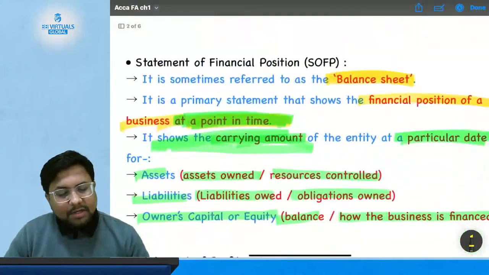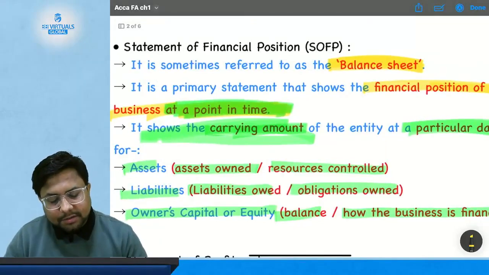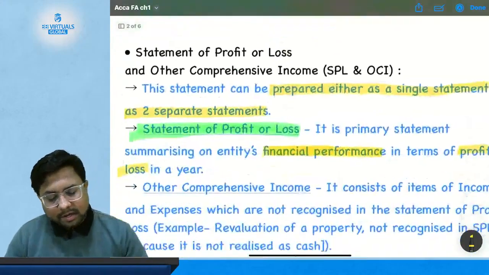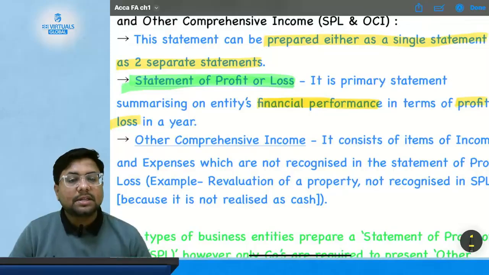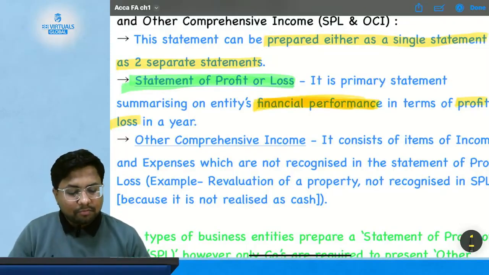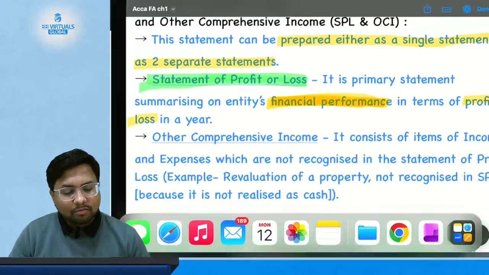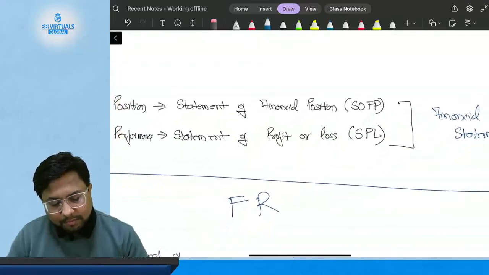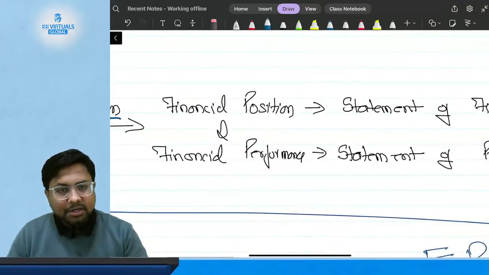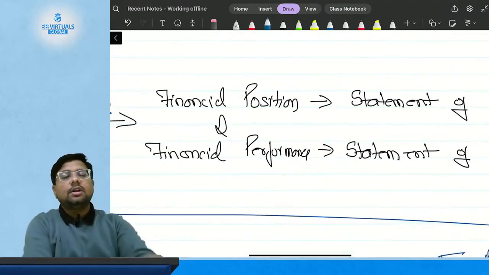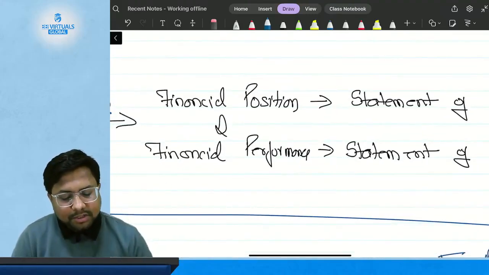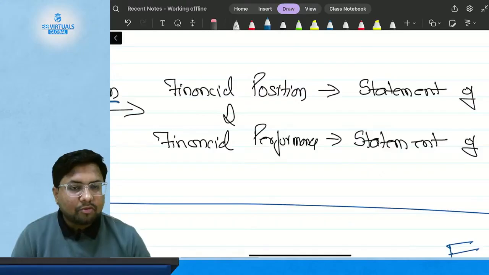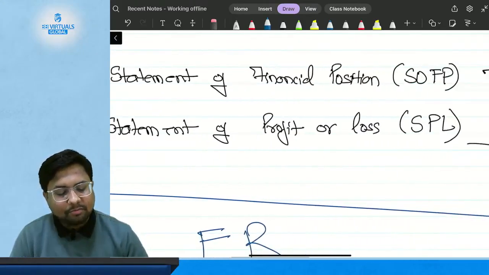What is the main context of the statement of financial position? It is concerned about the financial position, and the statement of profit and or loss is concerned with the financial performance. That's why, while understanding financial position, we talk about the presentation of financial data in the form of financial position and financial performance. So when I say financial position, it is called the statement of financial position, and when I talk about financial performance, it is called the statement of profit or loss.